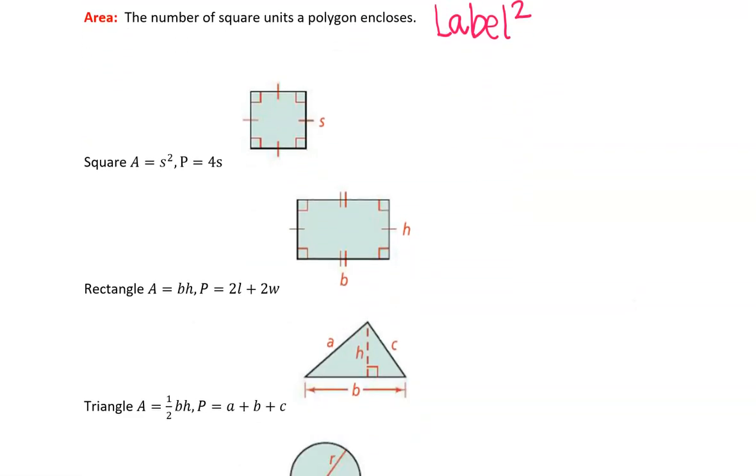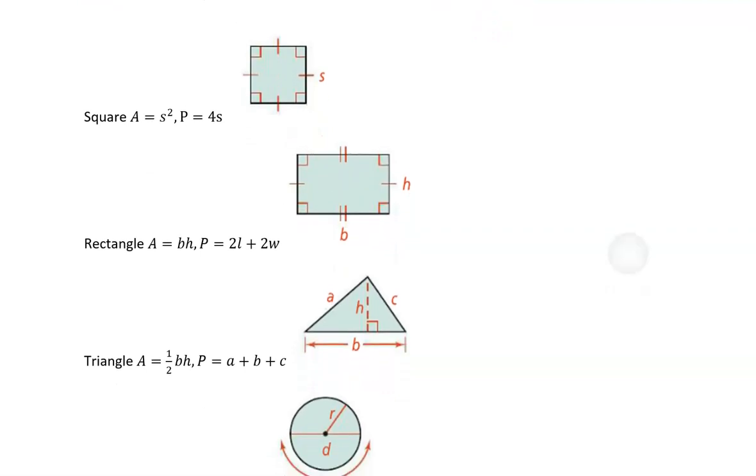Here's a few formulas that you'll need, and you do not have to memorize them. They will be on a formula sheet that you can use. The only difference is the shapes will not be there, just the formulas will be. So let's look at a square first. The area of a square is side times side, or side squared.